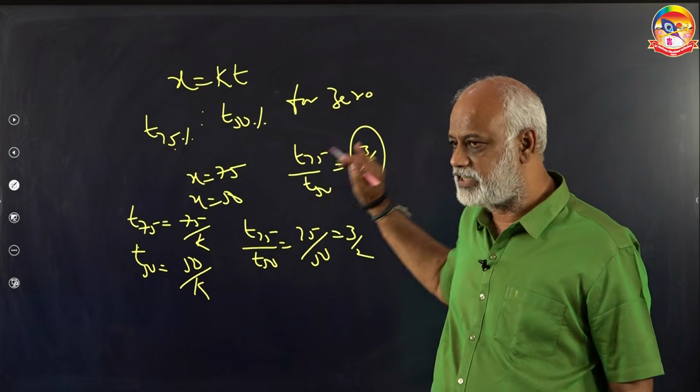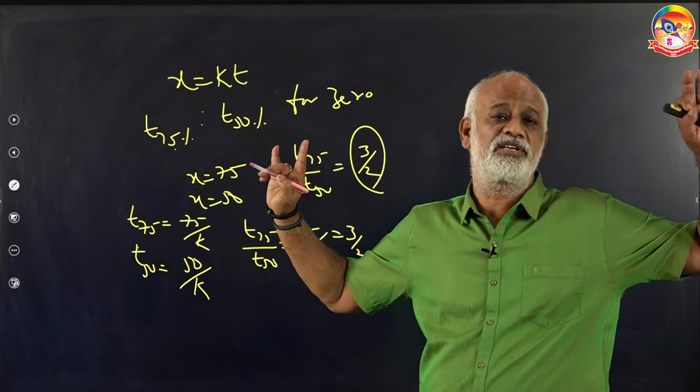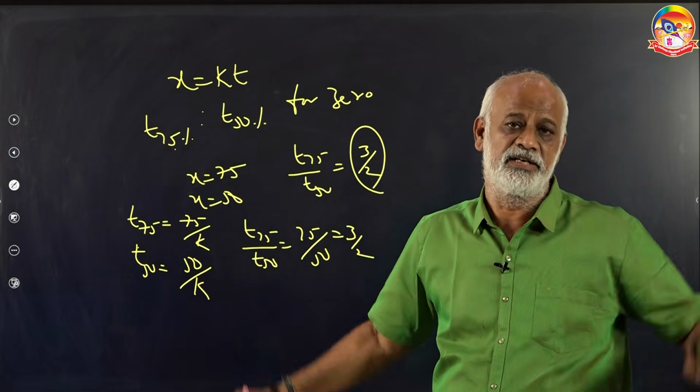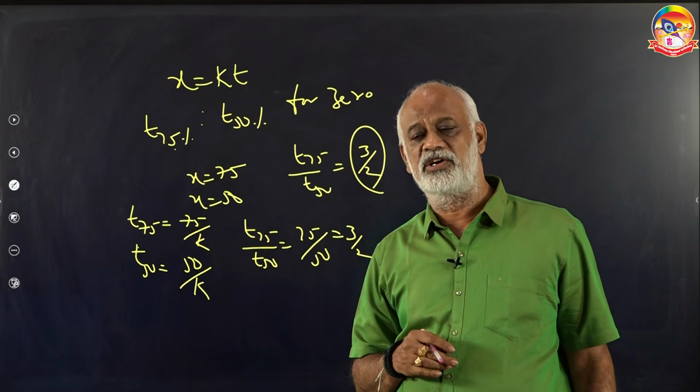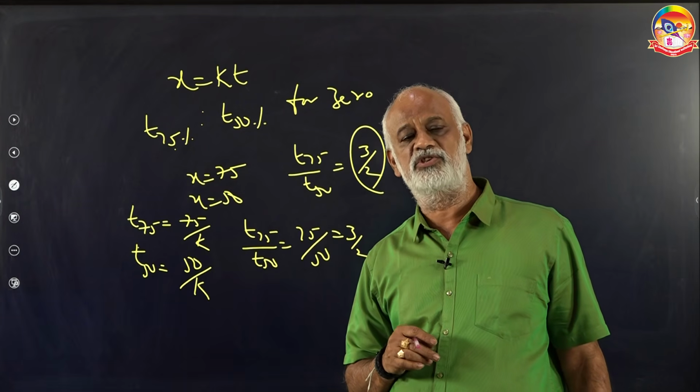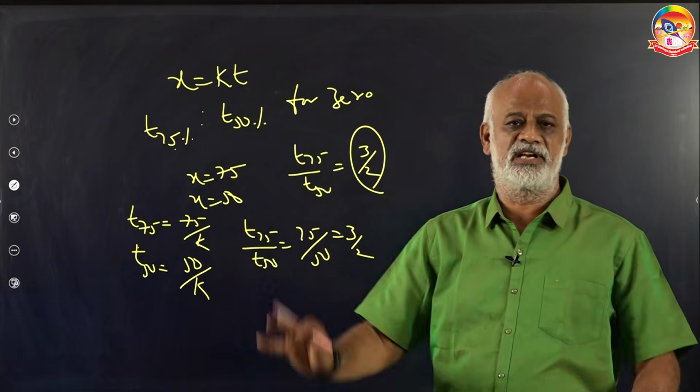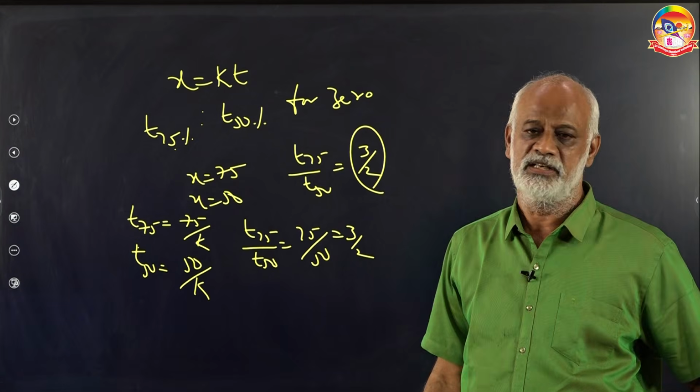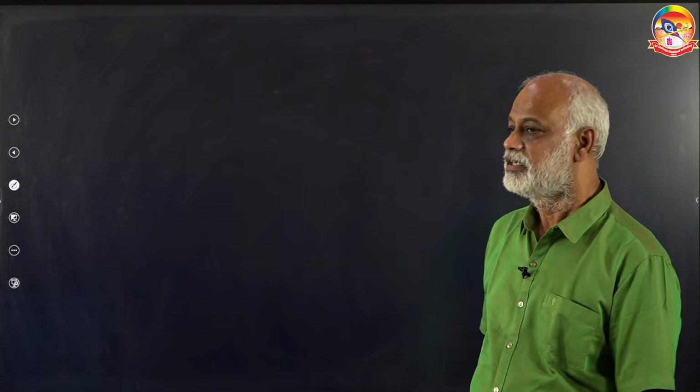So, whatever is the case, rate constant depends only on two things. Rate constant depends on temperature, rate constant depends on catalyst. Concentration changes do not influence rate constant.